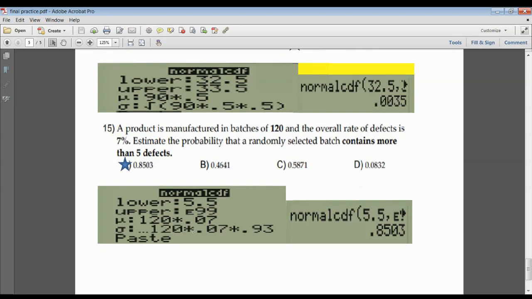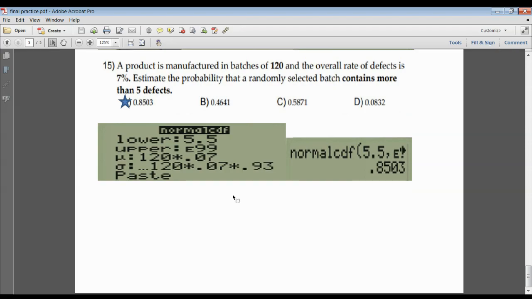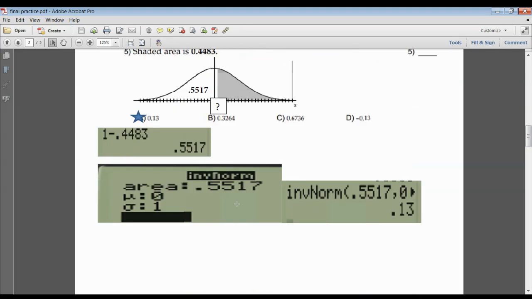My upper is infinity, E99. The mean is n times p. It tells me what n is, and it tells me 7%, 0.07. The standard deviation is the square root of n, 120, times p, which is 0.07. Well, if p is 0.07, then q is 1 minus that. 1 minus 0.07 is 0.93. And I like it here because this answer is spot on to the correct answer, letter A. All right, that kind of takes care of that.